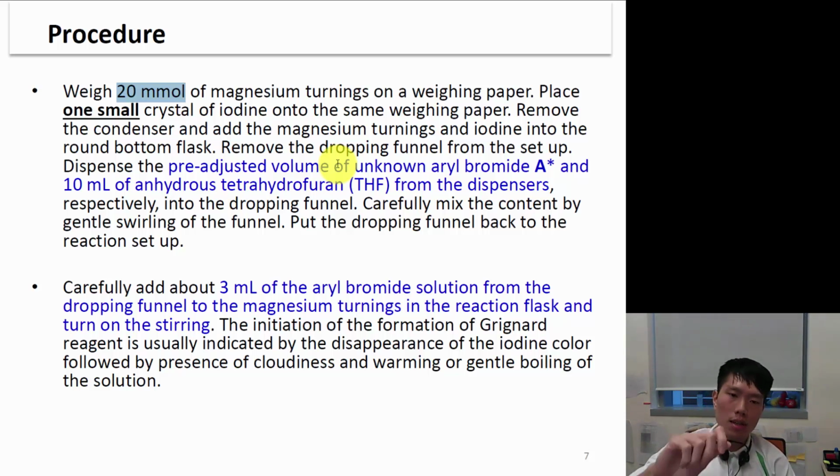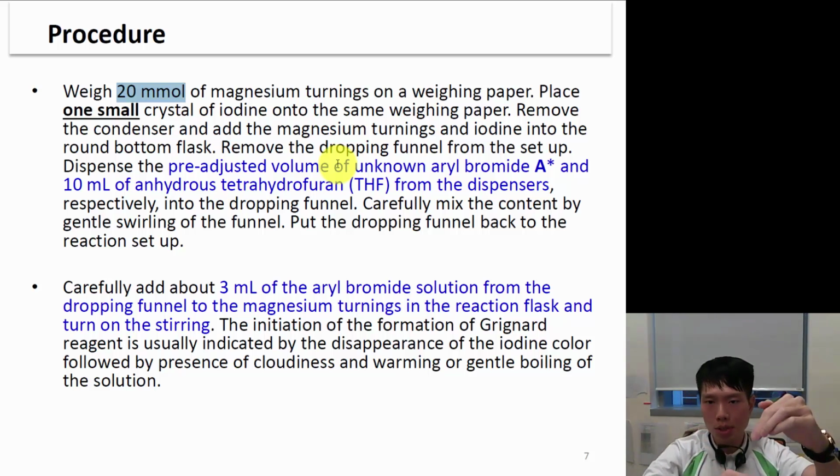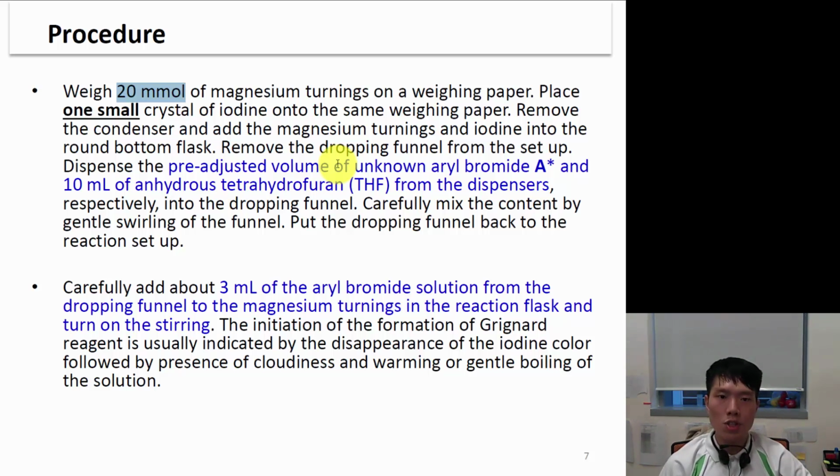Now slowly turn on the stopcock and then add 3 ml of the alkyl bromide solution from the dropping funnel to the magnesium turnings, okay, while stirring. Now how do you know that the reaction is starting? You can see that the iodine color, which was originally what? A bit purple, dark purple, almost black, will start to go off. Then you see some colorless solution, right? And a gentle warming, boiling of the solution. That means you may see some bubbles, boiling kind of observation.